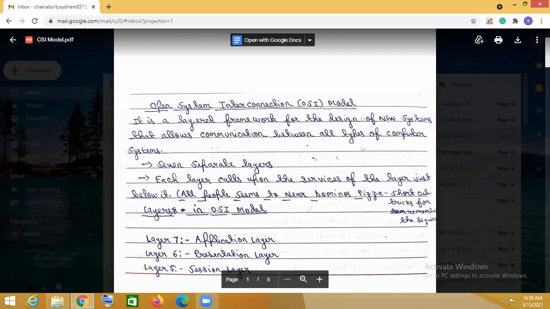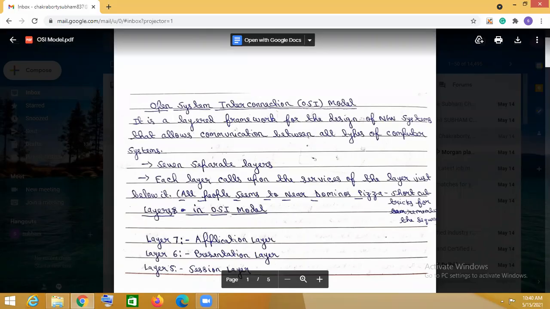You have to keep the 7 layers in mind according to the sequence. There may be a question asked in the exam: write the 7 layers. What are the 7 layers present in the OSI model? Always write them according to the sequence. If you don't write them in sequence, then it has no meaning. So you have to remember it.